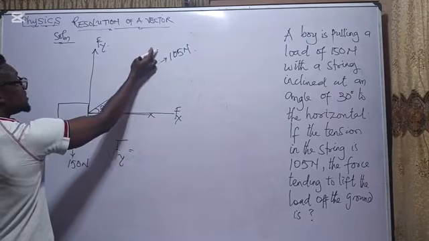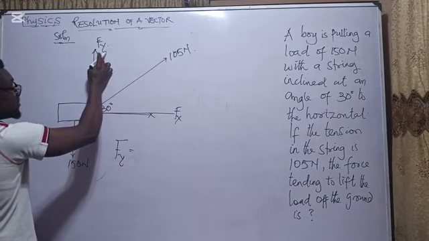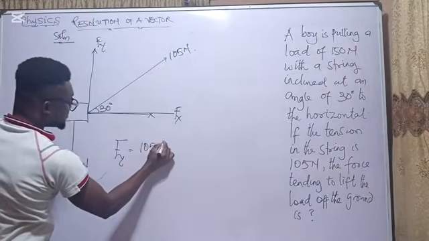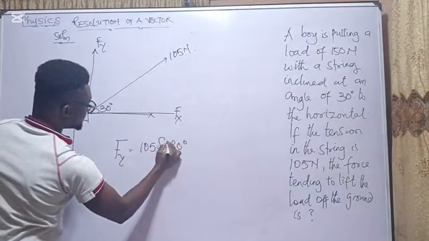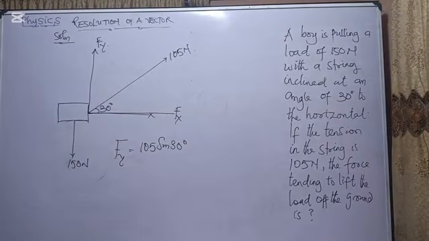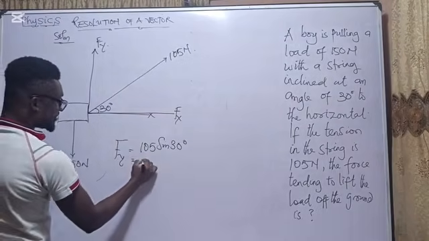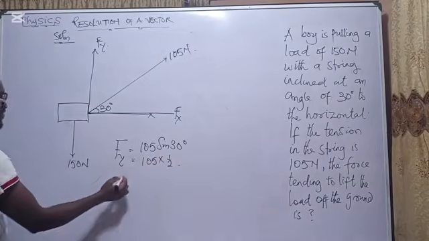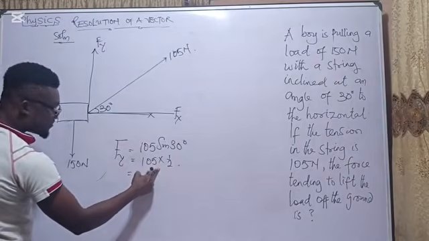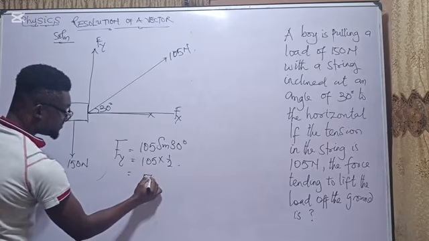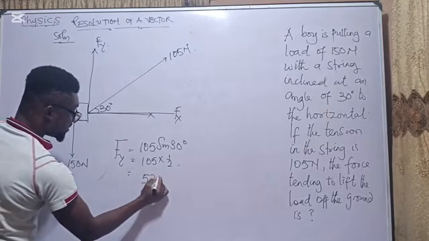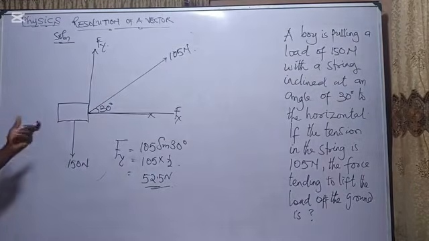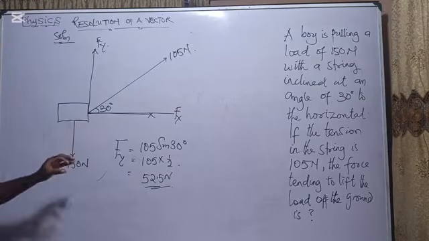So I'm now resolving it to the vertical. So it now becomes what? Sine. So I have 105 sine 30 degrees. Sine 30 degrees will give us half. So we have 105 times half. Half of 105 will give 52.5 Newton. That is the force that will pull it off from the ground.